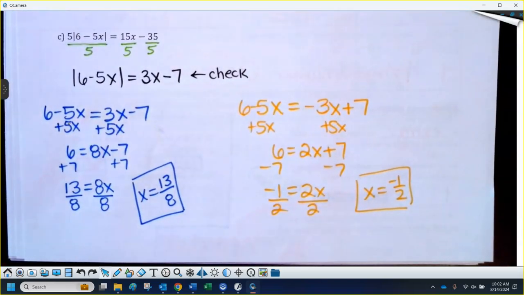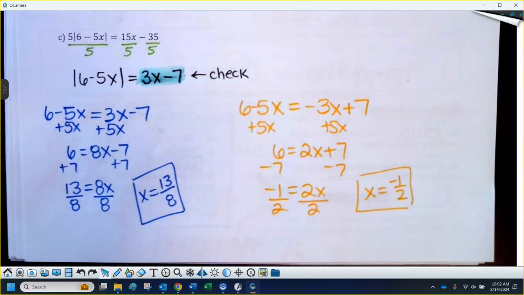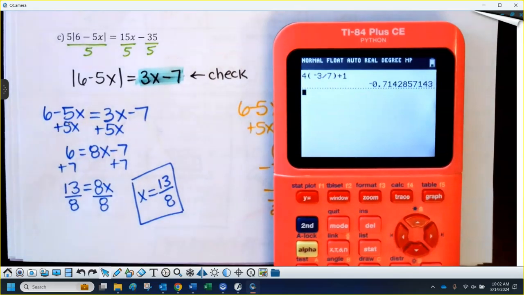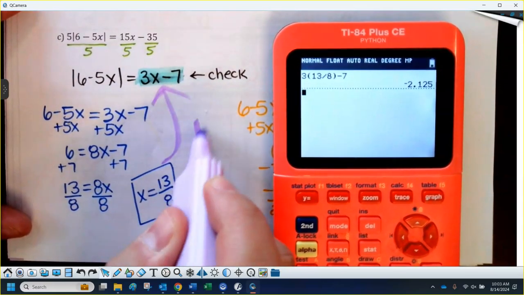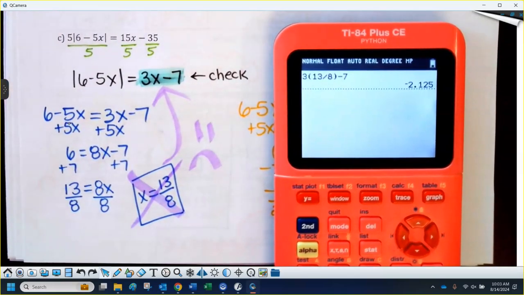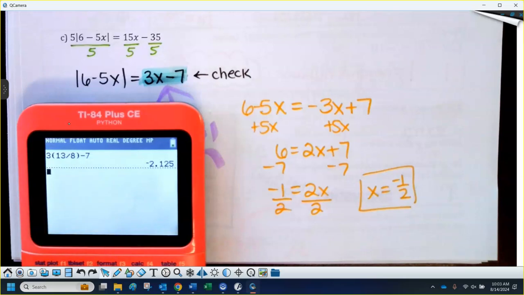Okay, so don't go back to the original problem. Go to wherever you got the absolute value alone. So here's where I want to check. And this one, because I've got fractions, I might go ahead and grab my calculator here. I just have to make sure my absolute value is not equal to a negative. So we just have to make sure that expression's not negative. So if I do 3 times 13/8, and again, I just use parentheses and the division key to get that fraction, minus 7. Doesn't matter what the number is, it just matters if it's positive or negative. So I got negative 2.125, so this is no good. If I plug this in, this gives me a negative number. Doesn't work.